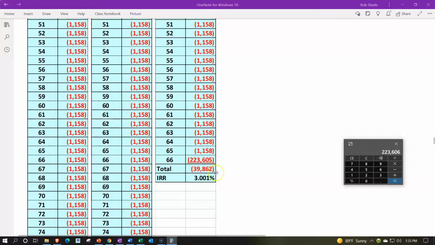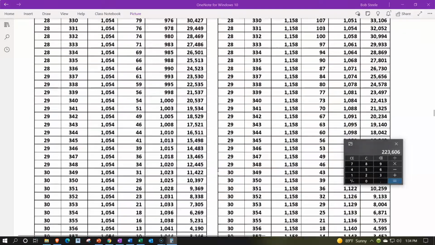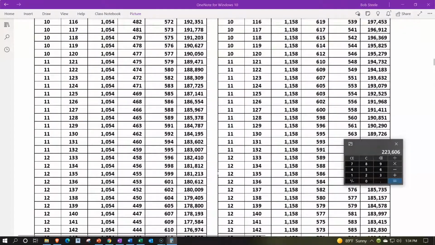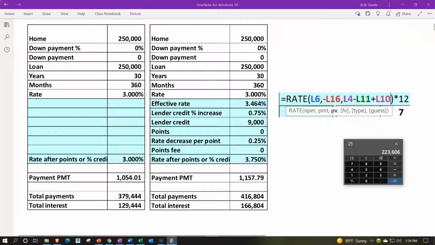The total flow would be the 39,862. And if we took the IRR then of this series of payments, the IRR being the rate at which that series of payments would in essence be 0, it would be around that 3%. So that looks a little bit closer to the 3% that we would expect to find if we did the same calculation for the scenario where we didn't have points. Remember, this one was 3%, the starting point. So that would be basically the same kind of break-even analysis.